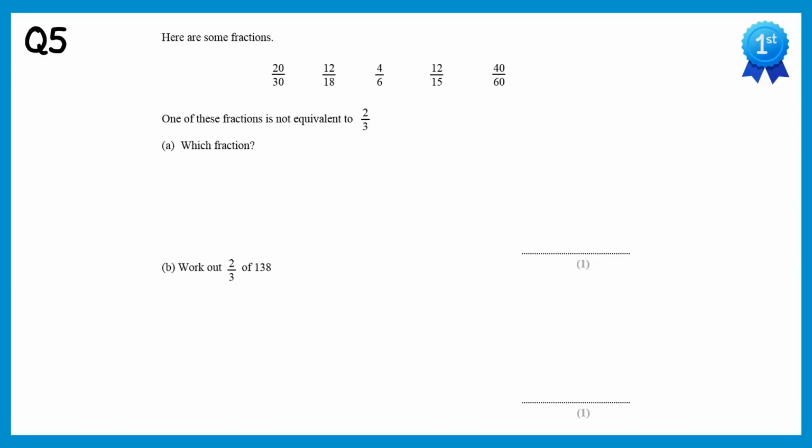Since we have a calculator for this question, I would type 2 divided by 3 into the calculator. This will give you 0.6 recurring. We can then do this for each of the fractions to find the one that's not the same. If you do 20 divided by 30, that is 0.6 recurring. 12 divided by 18, that's also 0.6 recurring. 4 over 6, that is 0.6 recurring, but when you get to 12 over 15, you'll get 0.8. So that's the one that doesn't match, so that's the one that's not equivalent.